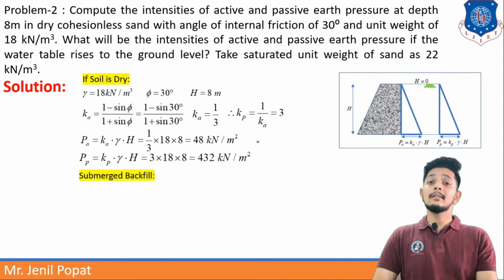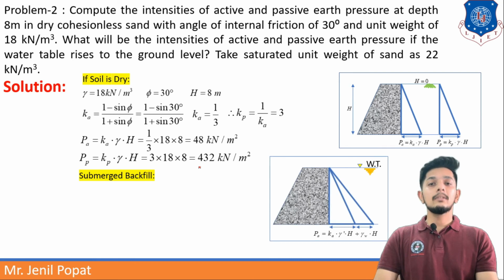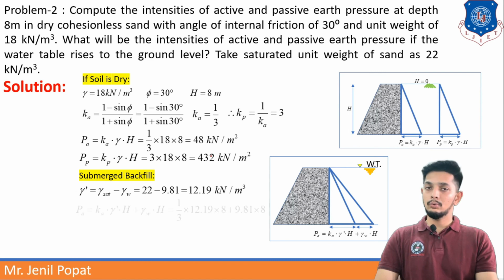But if the soil is submerged, the figure will be like this. In this figure we can see two triangles. The first triangle is governed by the submerged unit weight of soil, and the second triangle is governed by the unit weight of water. Now let us calculate the submerged unit weight: gamma dash is equal to gamma saturated minus gamma w. So we are deducting the unit weight of water from the saturated unit weight. Now I am getting gamma dash as 12.19 kilonewton per meter cube.